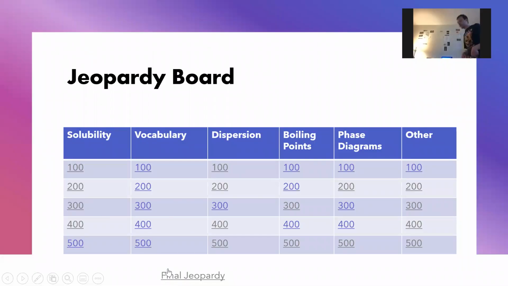Okay, let's move forward. I just got my pen. Iodide, you have control of the board. Dispersion for 3.